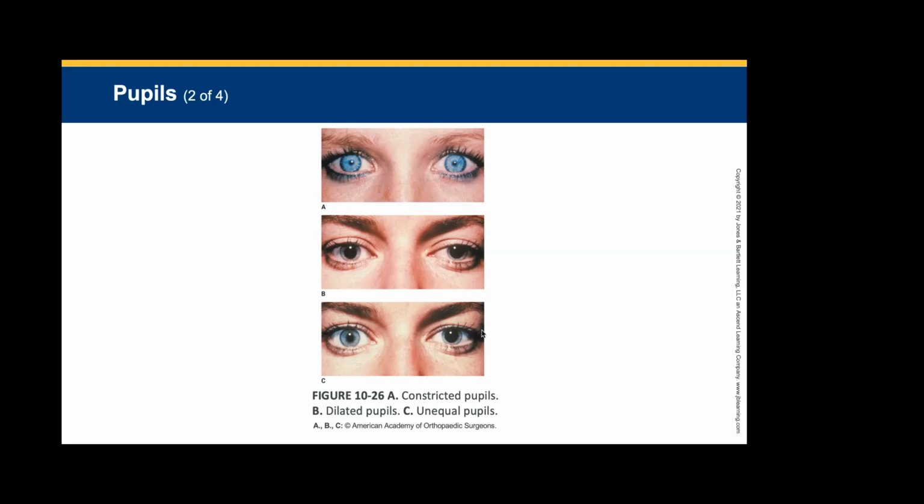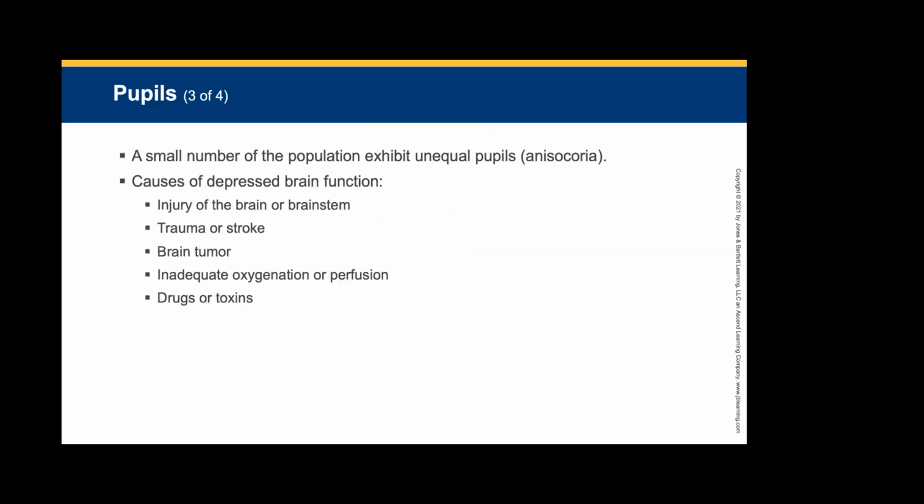So just recognizing what is what may give you signs of some deficiencies as they go down the road on what is wrong. I don't know where that one came from. A small number of the population exhibit unequal pupils all the time. Let's say abnormal pupillary response can indicate altered brain function. We talked about that. Could be a TBI. Trauma and strokes are your number one thing that you're going to see.